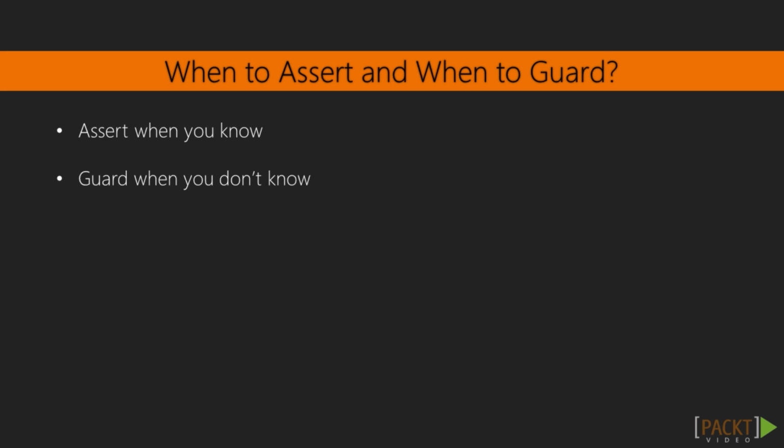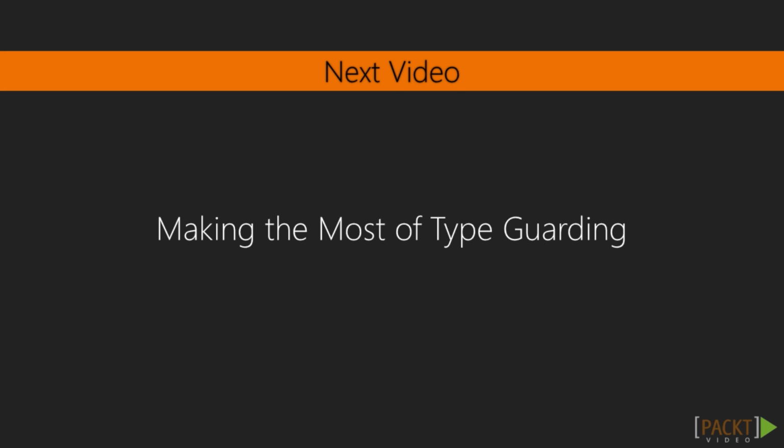In this video, we have looked at type assertion and a bit more into type guarding. You now also know when to use a type assertion and when to use a type guard. In the next video, we're going to look into using type guarding a bit more by using user-defined type guarding.